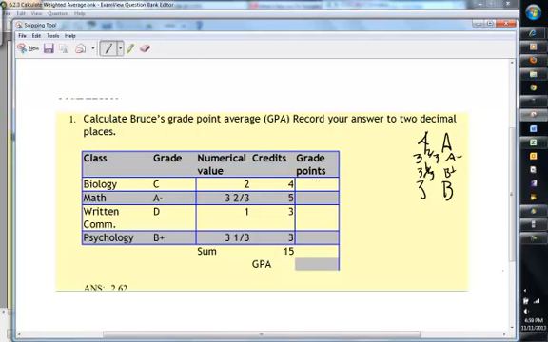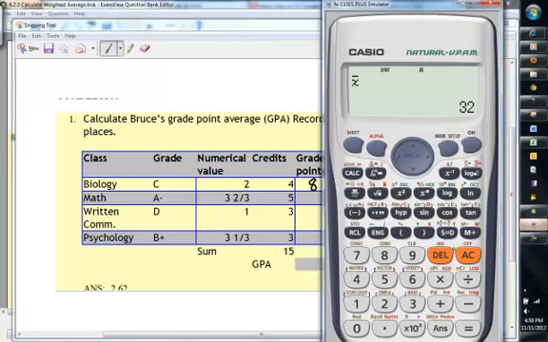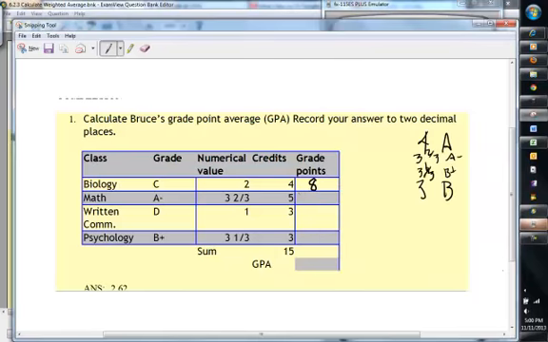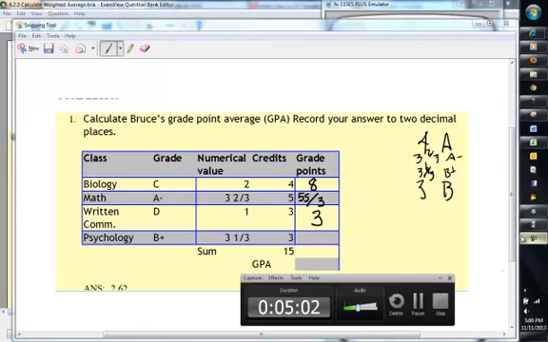Then you multiply those values together. 2 times 4 is 8. 3 2/3. Now shift. There we go. Fraction 3 2/3 times 5. And we get 55/3. 1 times 3 is 3. 3 1/3 times 3.